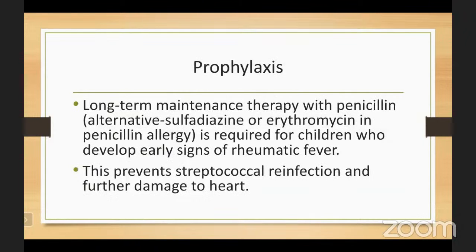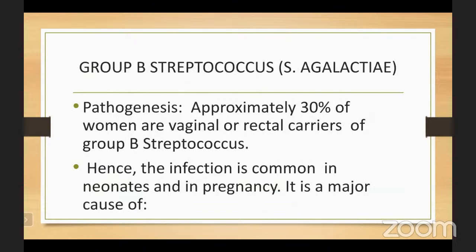Next one is the prophylaxis. Long-term maintenance therapy with penicillin is required for children who develop early signs of rheumatic fever. It will prevent streptococcal reinfection and further damage to the heart. Next one is group B Streptococcus. It is otherwise known as Streptococcus agalactiae.